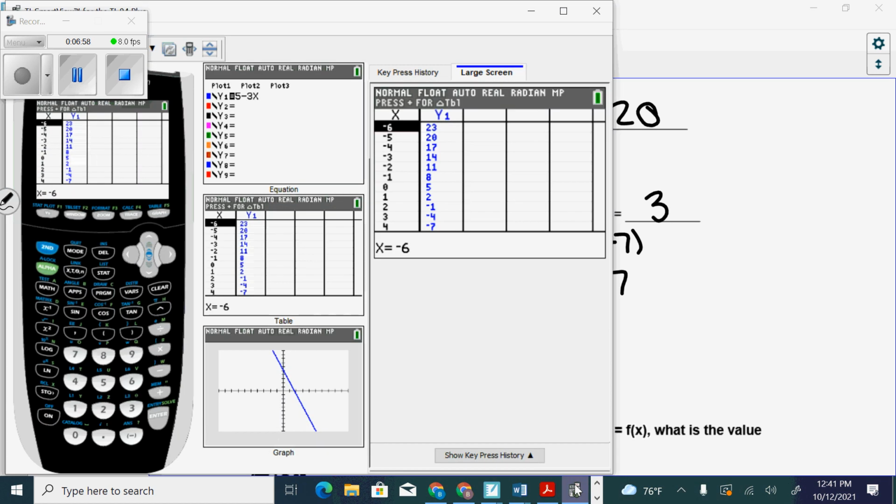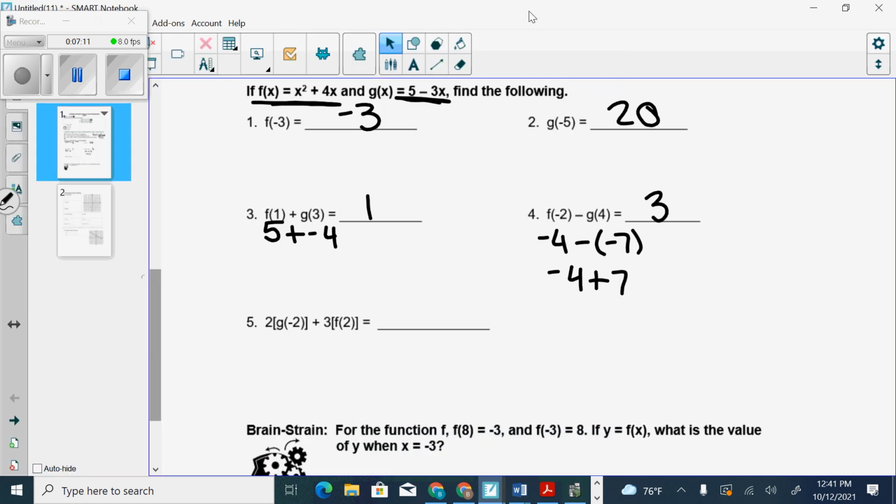All right, last one. We've got 2g of negative 2 plus 3f of 2. So we're going to start inside first. What is the innermost function?